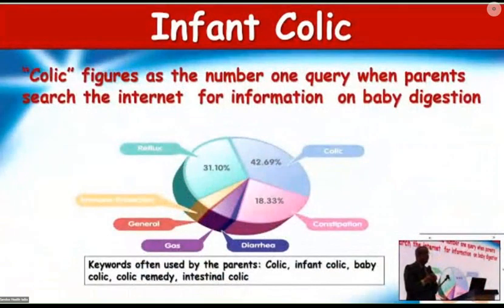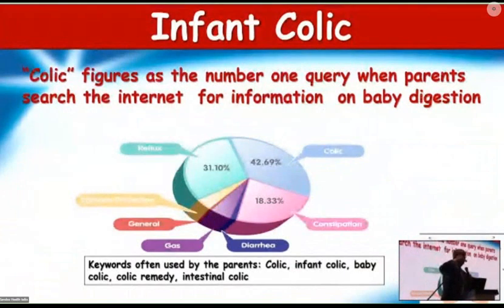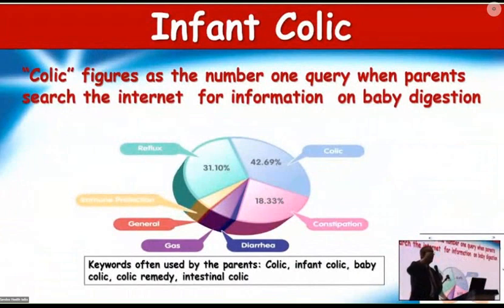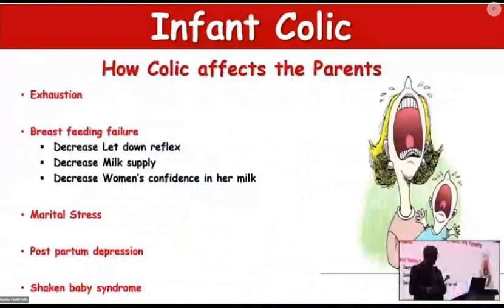Infant colic is very important. Regarding these statistics, you know that we have moms groups and social media. They found that most of the questions on social media and in the moms groups are about infant colic. About 43% of parents search on the internet for information about baby colic or infant colic.